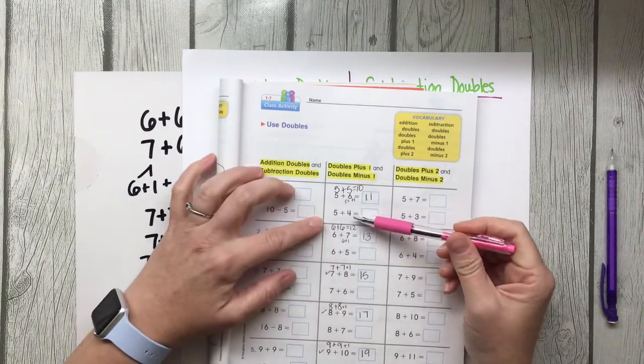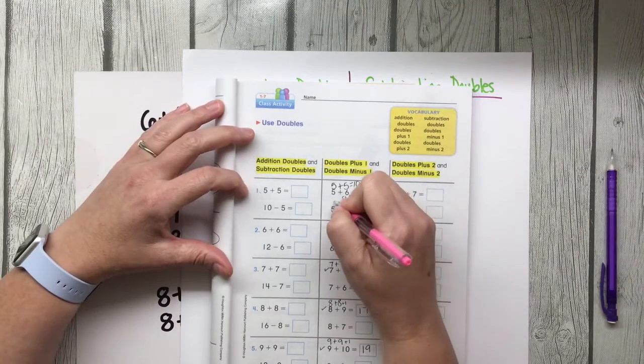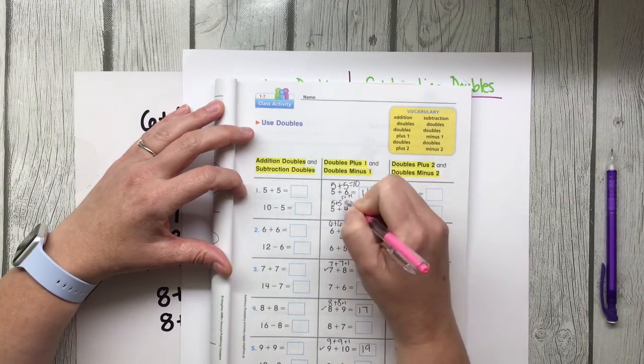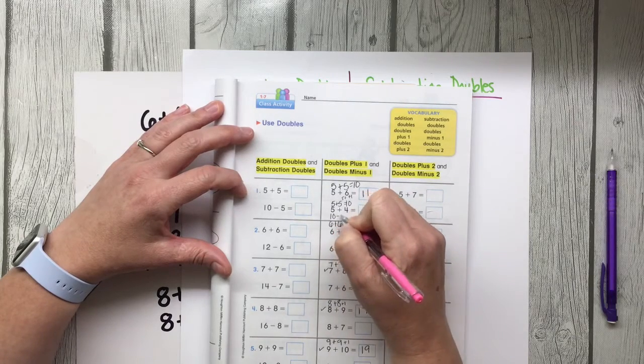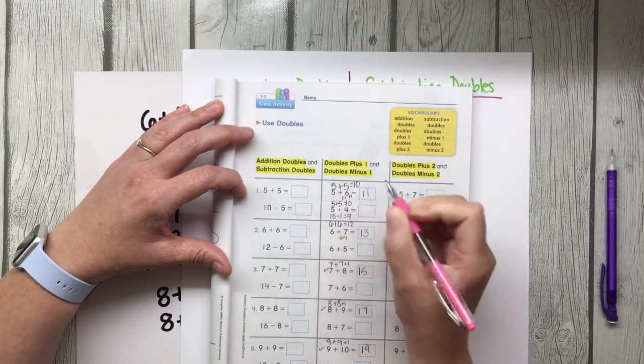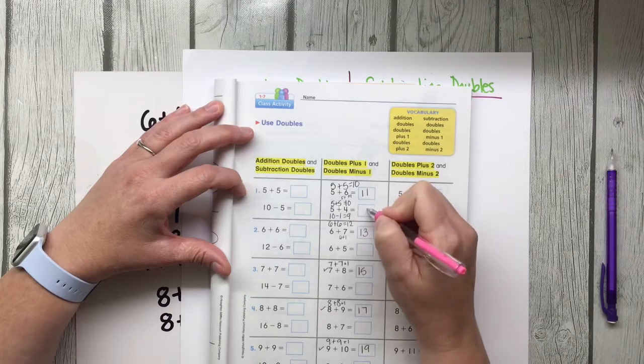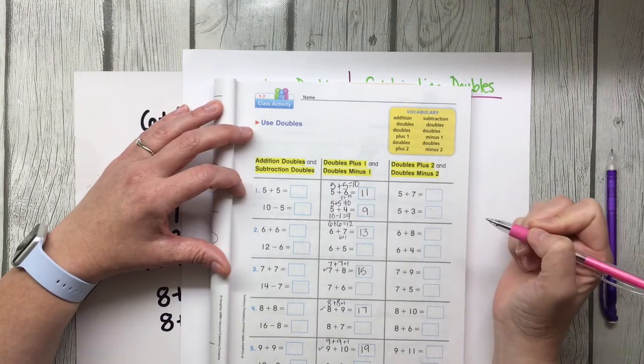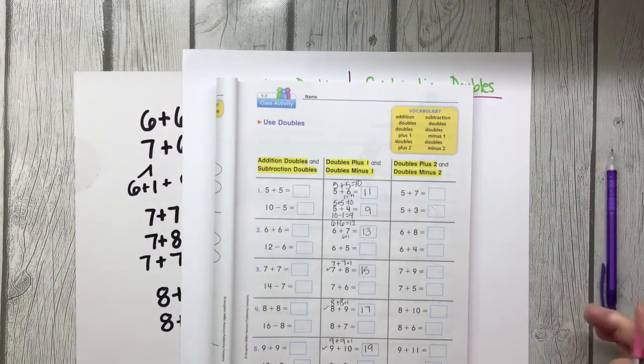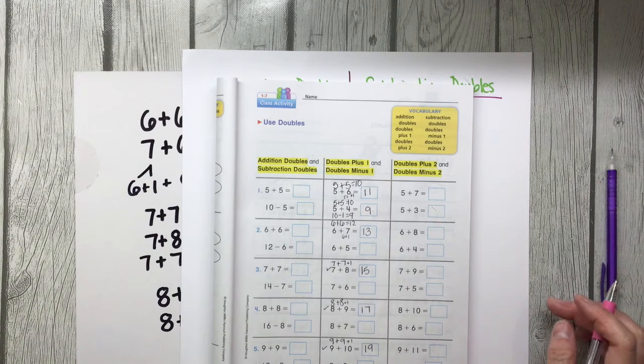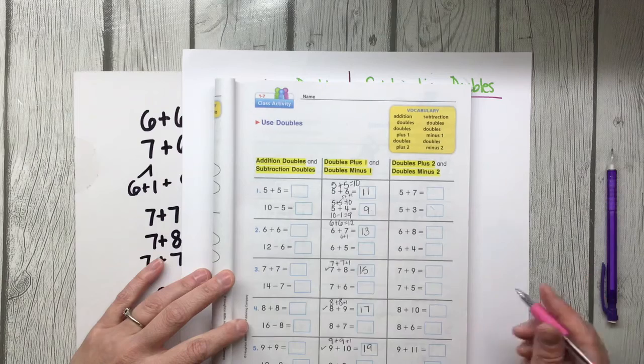So 5 plus 4. 5 plus 5 equals 10. 10 minus 1 equals 9. 5 plus 4 equals 9. This might make perfect sense to you, this might be a little confusing. And that's okay to feel confused right now.